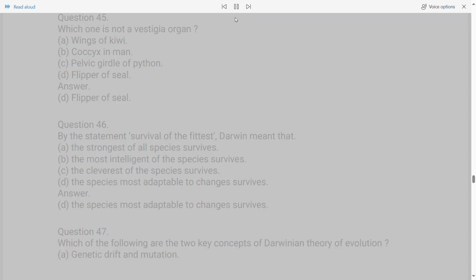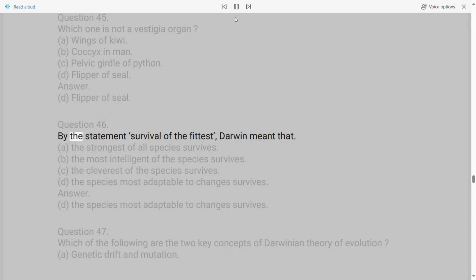Question 45. Which one is not a vestigial organ? A. Wings of kiwi. B. Coccyx in man. C. Pelvic girdle of python. D. Flipper of seal. Answer. D. Flipper of seal.